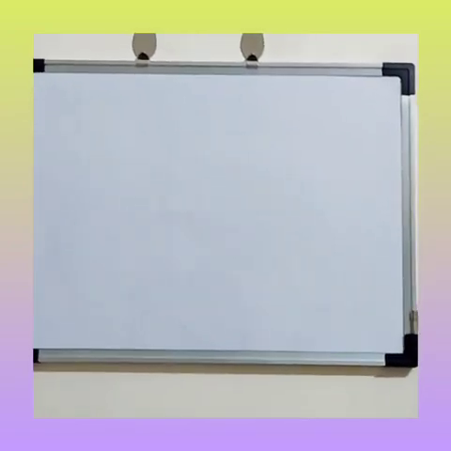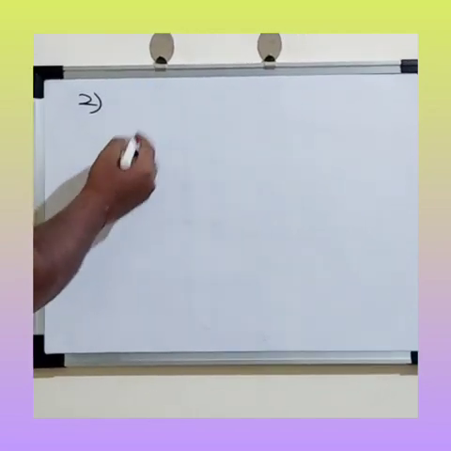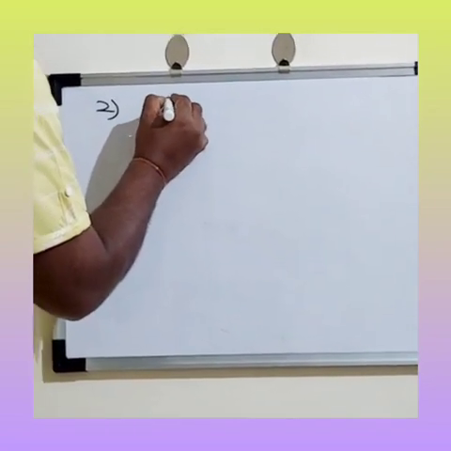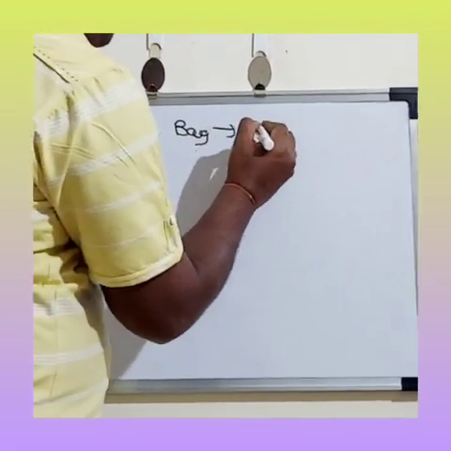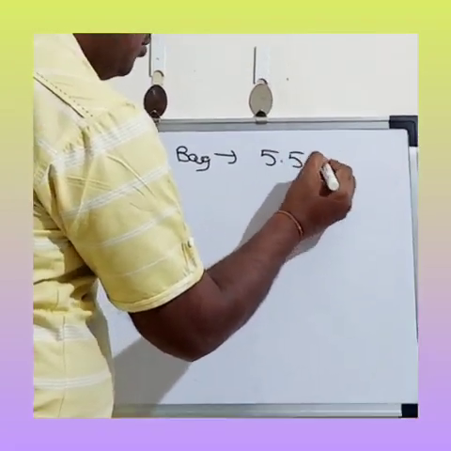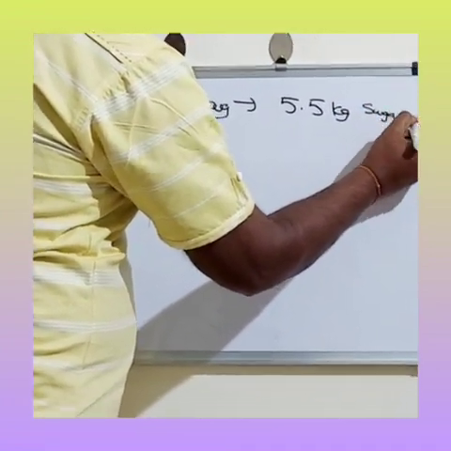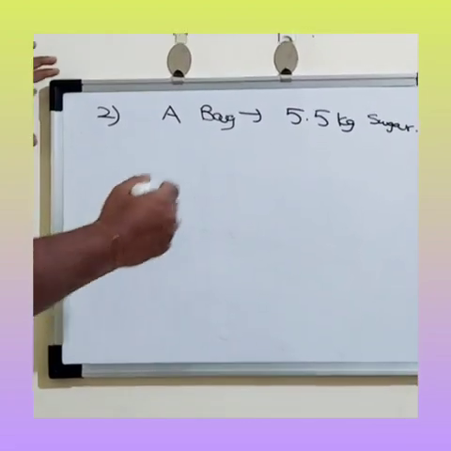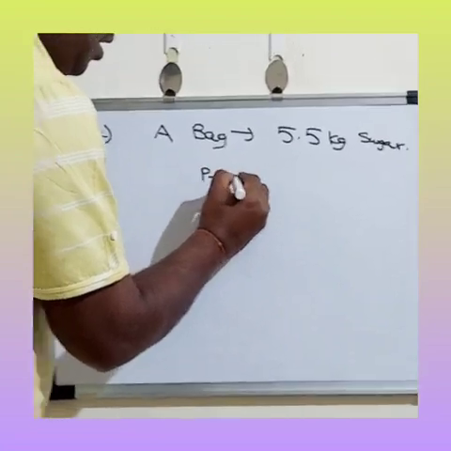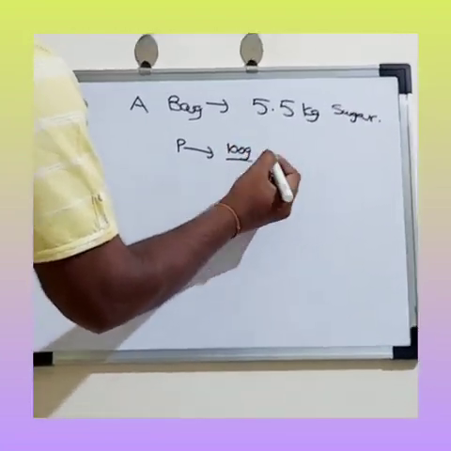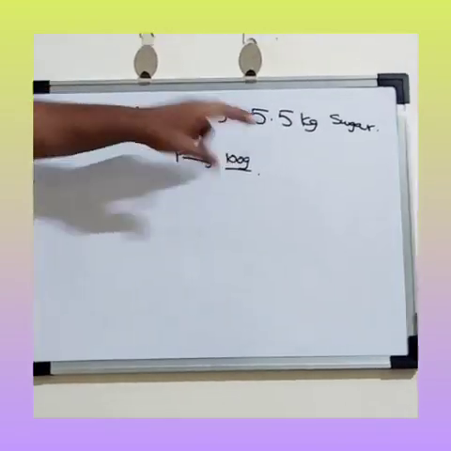Now we will discuss one more problem, which depends on weight logic. Here there is a bag, and the bag contains 5.5 kgs of sugar. The shopkeeper is packing it so that each packet contains 100 grams of sugar. Then how many packets will the shopkeeper pack from this sugar?